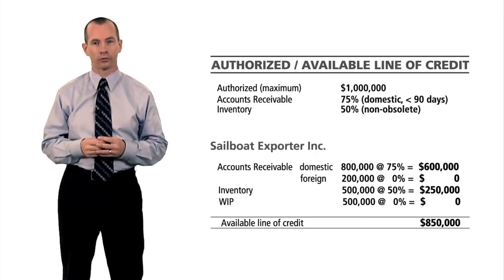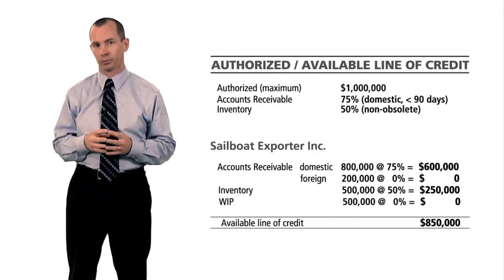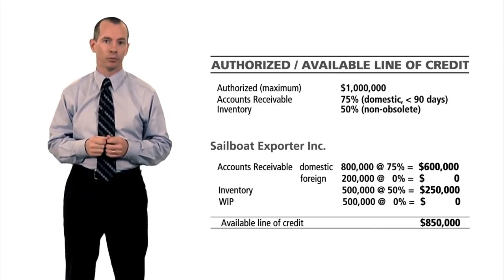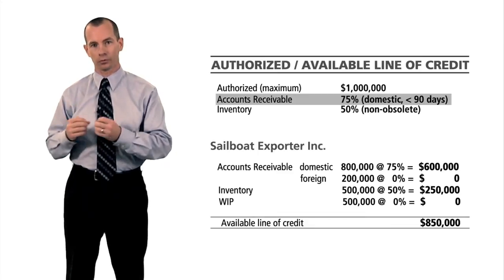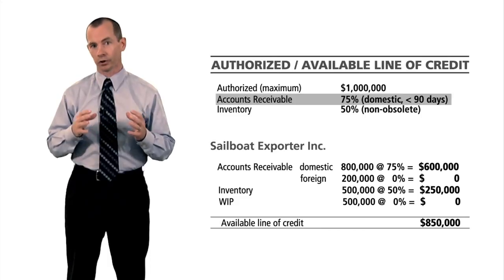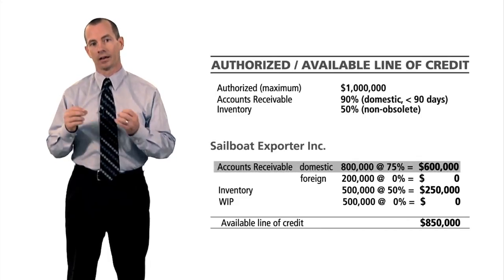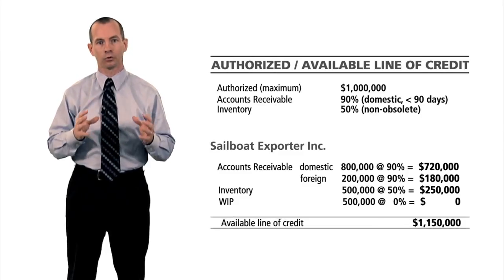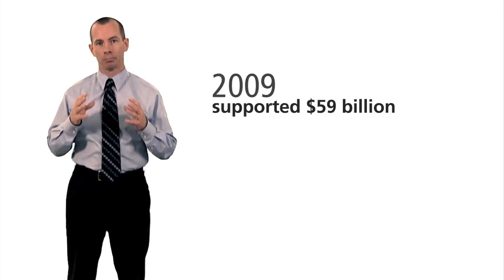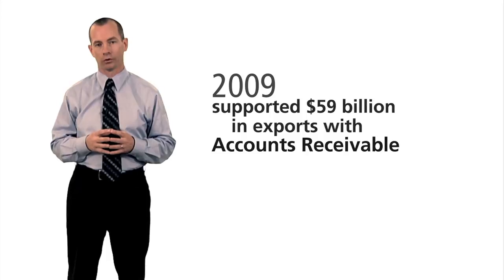When the exporter approached the financial institution for short-term financing to pay for the cost of building the sailboat, the institution allowed the company to borrow up to 75% of the company's domestic receivables. With an EDC accounts receivable insurance policy assigned to the institution, the exporter can usually borrow up to 90% of both domestic and foreign accounts receivable. In our case, that's an increase of $300,000 in available short-term financing. The other benefit of the policy is that if the buyer does not pay the insured exporter the amount of the receivable, the policy will cover up to 90% of the exporter's loss. In 2009, EDC supported almost $59 billion in exports with accounts receivable insurance.